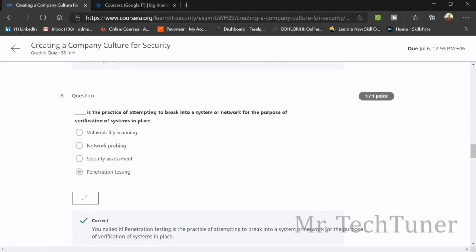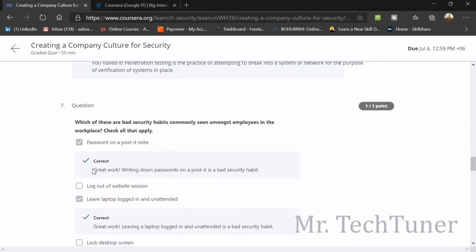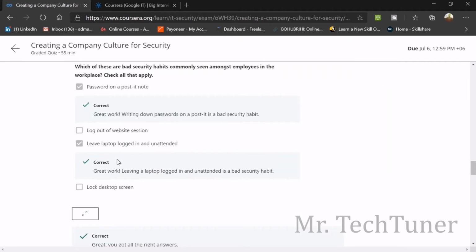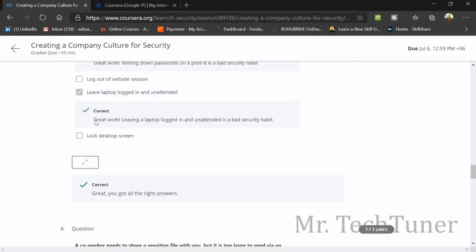Okay, so this is the practice of attempting to break into a system or network for the purpose of verification of systems in place. This is called penetration testing. Okay, so question number 7, which of these are bad security habits commonly seen amongst employees in workplaces? This will be password on a post-it note. We used to write our password in a note and leave the laptop logged in and unattended. And these are the bad habits.